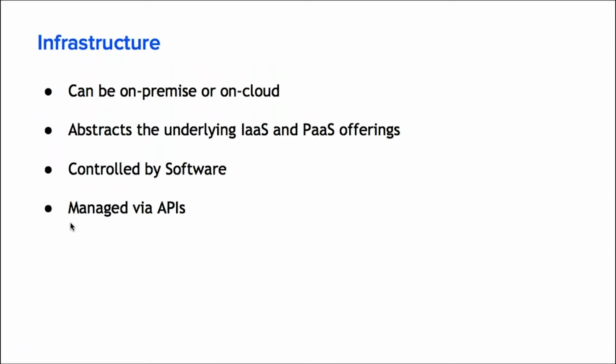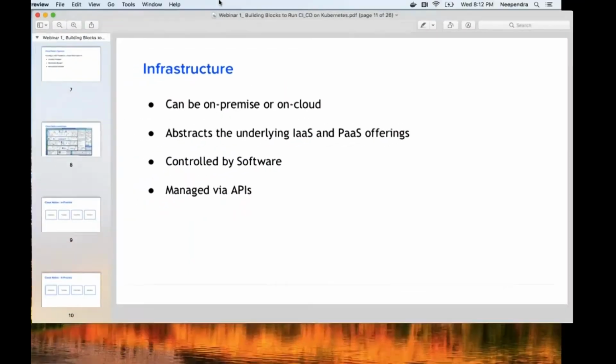The infrastructure in cloud native does not mean you need to be on the cloud. It can be on-premise as well. It abstracts away the IaaS and PaaS offerings, whatever you have. Basically, you can write a program, and behind the scenes it can talk to the underlying infrastructure and create the VM for you, create the container for you. It is controlled by software, and we can manage it via APIs. So let's take an example of this. What do we mean by managing the infra via APIs?